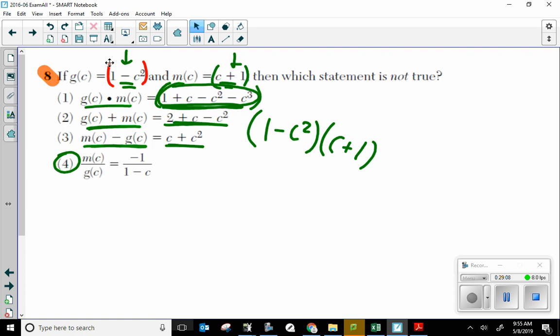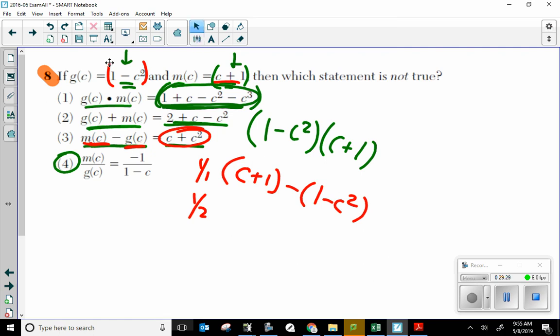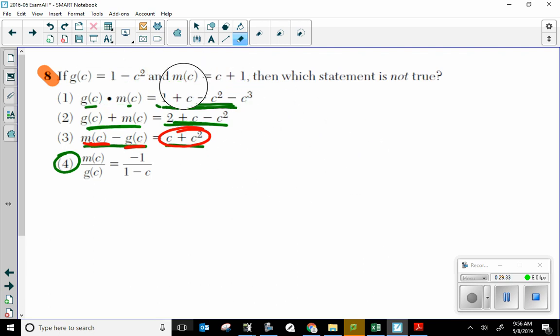But you could put these in the calculator, right? I could take m of c, which is c plus 1. I could subtract g of c, which is 1 minus c squared. I could put this into y1. And in y2, I could put c plus c squared, and the graphs will be exactly the same because they're equal. Number 4 is the only one that won't turn out that way. So let me show you algebraically number 4.